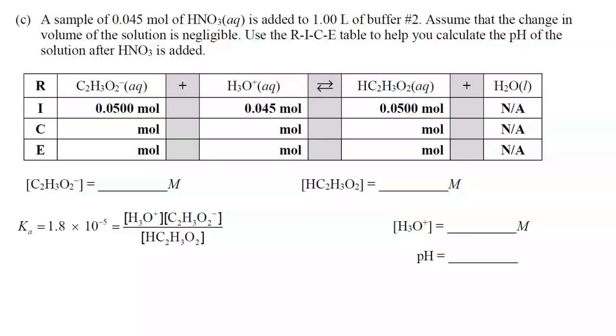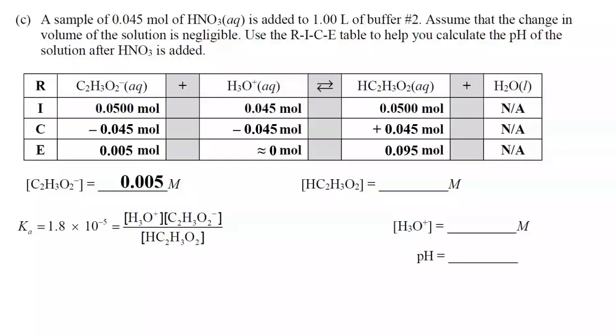I'll go ahead and fill in the change row of the RICE table with minus 0.045, minus 0.045, and plus 0.045. So now for the acetate ion, at the end of the RICE table, it's going to be 0.05 minus 0.045, and that works out to be 0.005 moles. The amount of the hydronium ion has gone down to a very small number, so it's essentially 0. And for the acetic acid, it's going to be 0.05 plus 0.045.